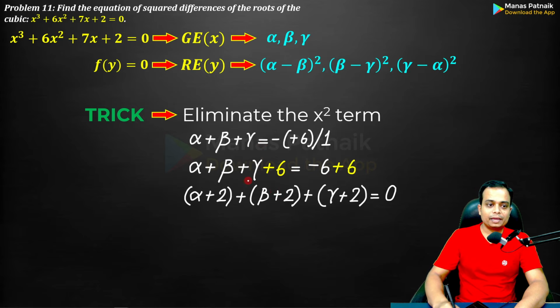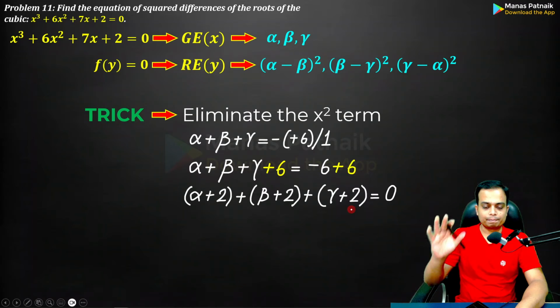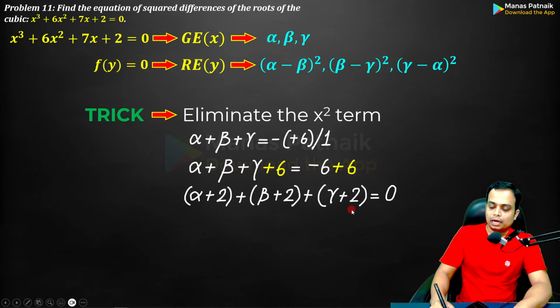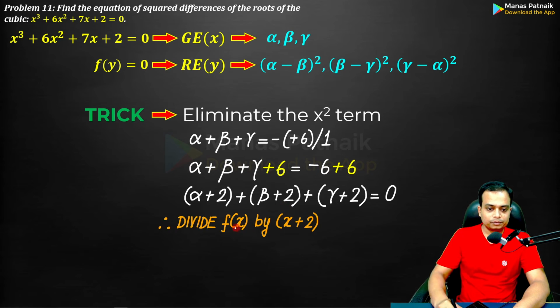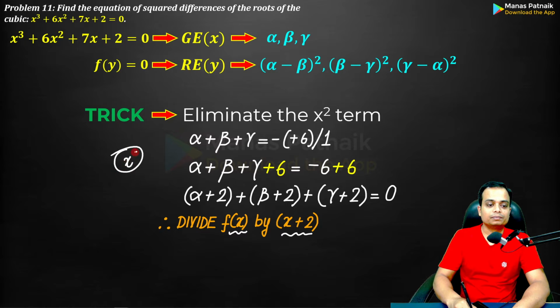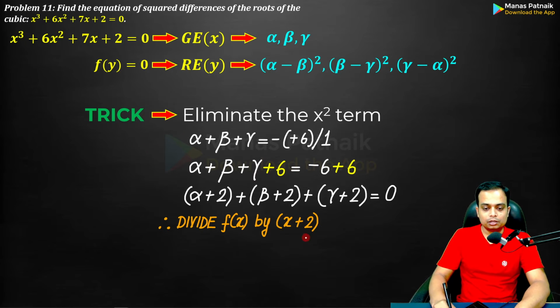Okay. So in order to eliminate this x square term, you should have roots in the form of alpha plus 2, beta plus 2 and gamma plus 2. Fair enough? Now, we also know that the following approach is true: the moment you divide f of x by x plus 2, you are going to get that equation which has a missing x square term. So x plus 2 is equal to 0, x is equal to minus 2.